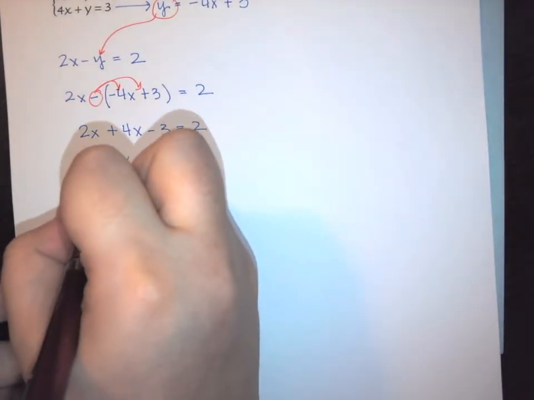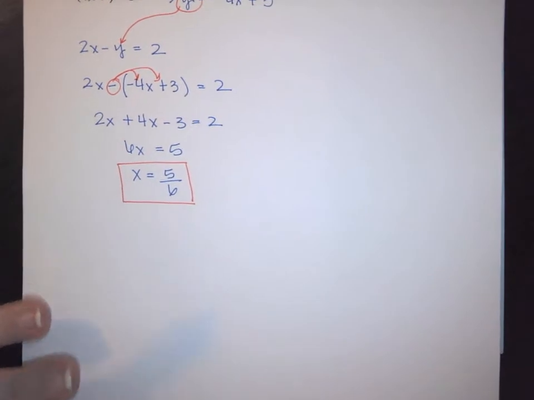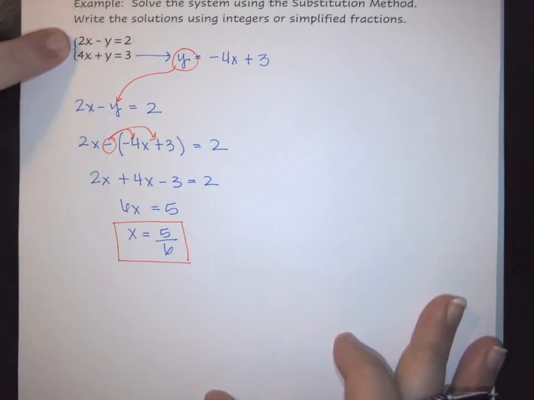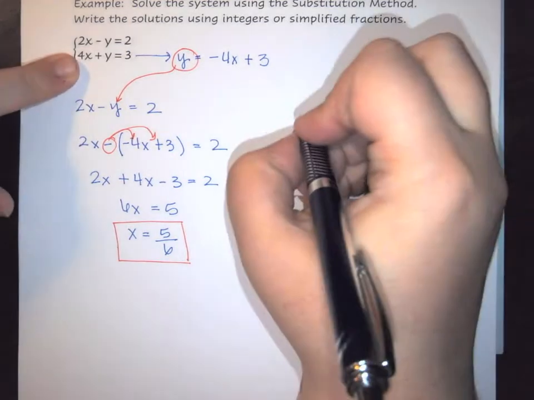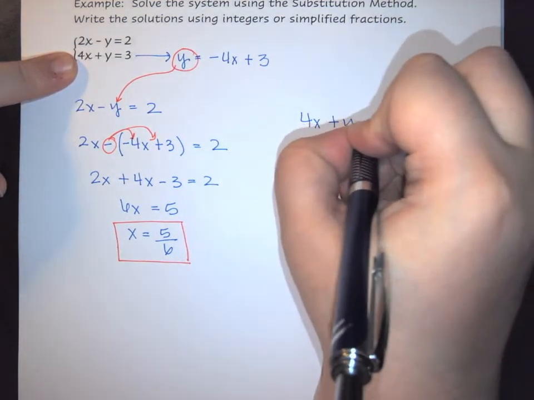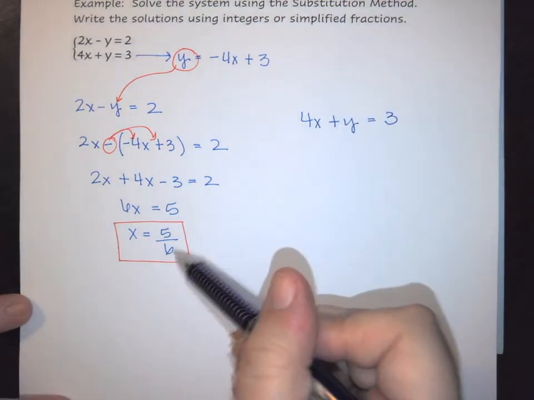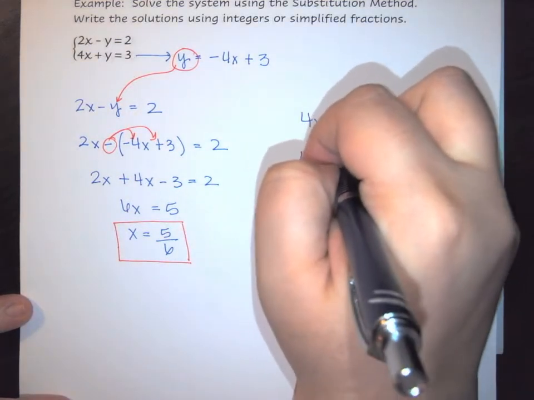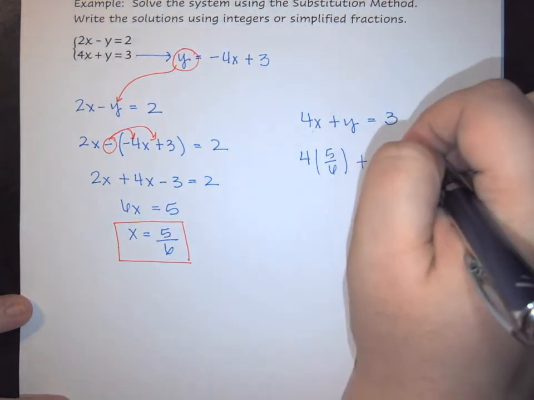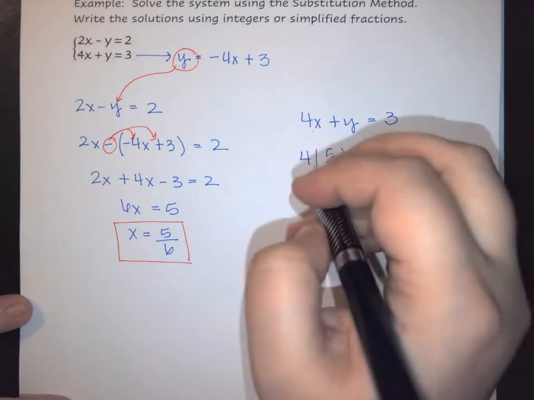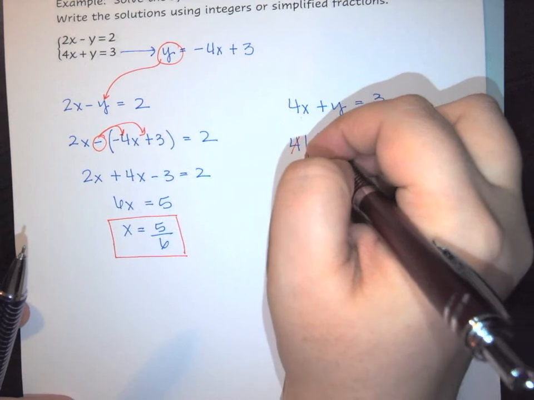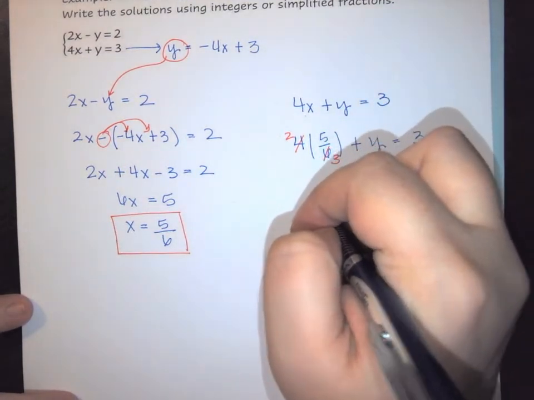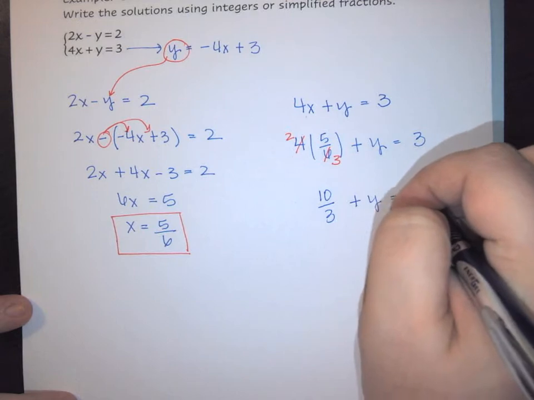This is the first solution to our problem. But now we need to solve for the second solution. Since I used my top equation to find the first solution, I'm going to use the bottom equation, 4x plus y equals 3, to find the second. You're going to take your x and input it into the x value. So this is going to become 4 times 5/6 plus y is equal to 3. In this case, we can reduce our 4 and 6. This becomes a 2 and this becomes a 3. So we are going to end up with 10 over 3 plus y equals 3.